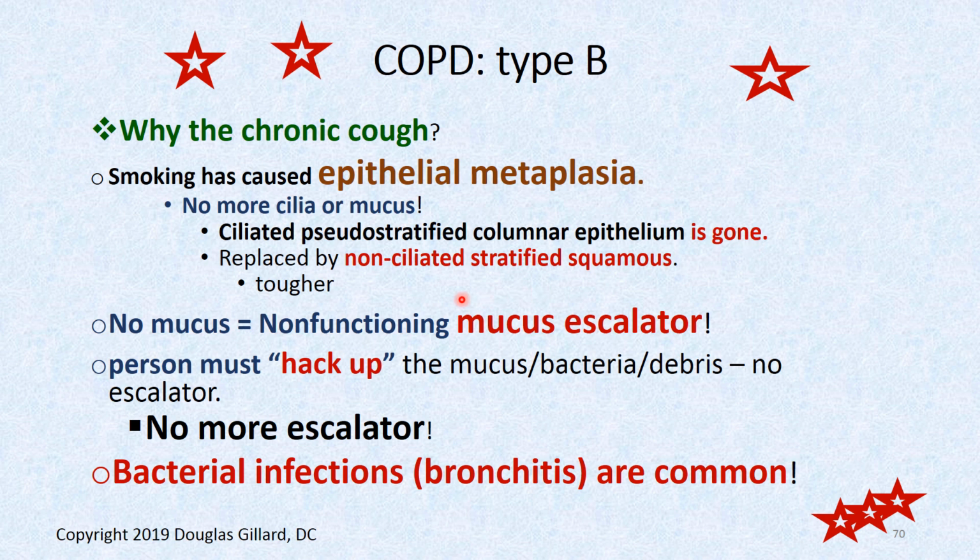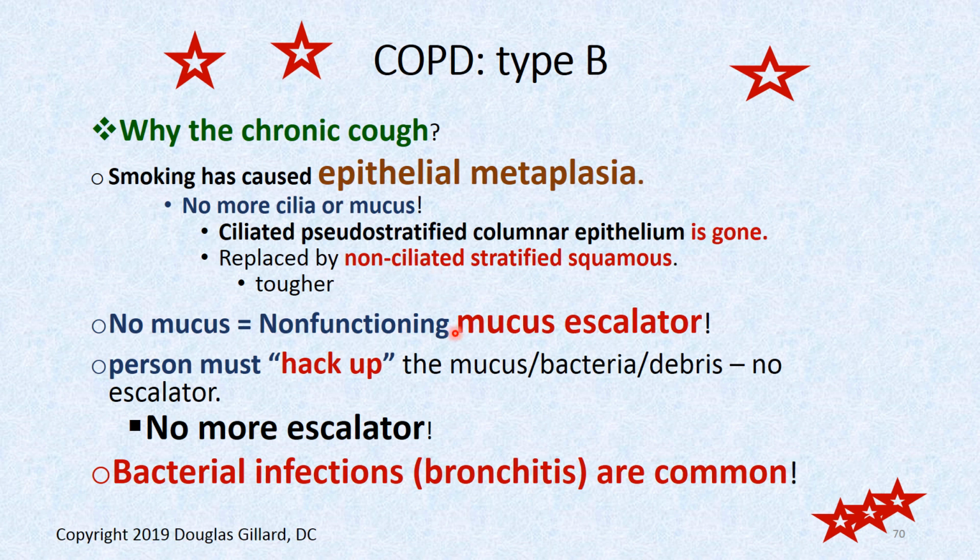It's replaced by something stronger, like stratified squamous. Multiple layers can handle cigarette smoke. But you lost your cilia. You just lost your mucus escalator. So you don't have any way to get bacteria and viruses and soot from the air or whatever. You can't get it up anymore. The only way to do it is to cough so hard your head's going to explode.